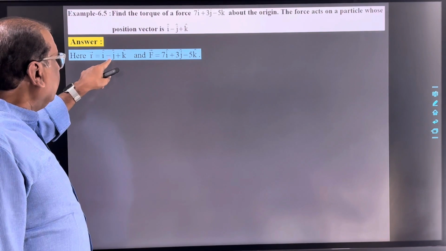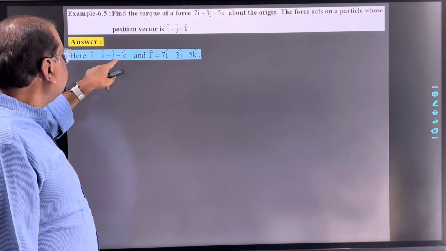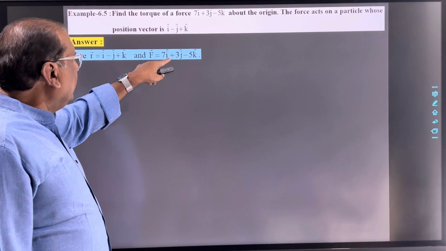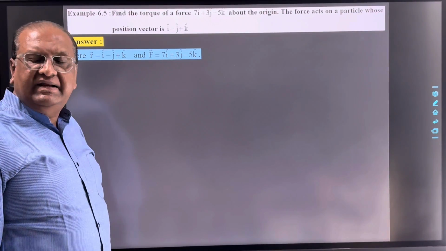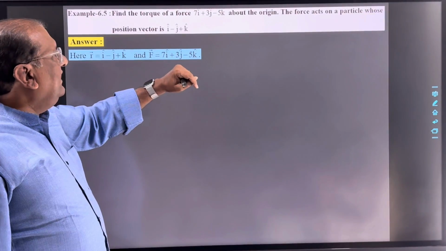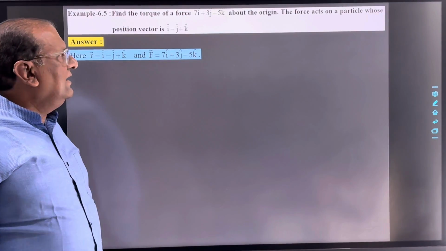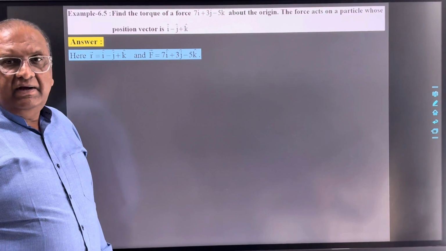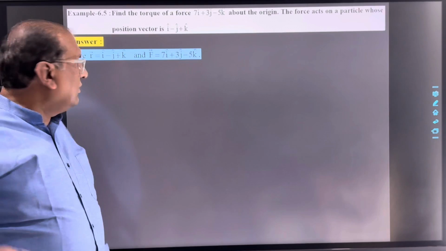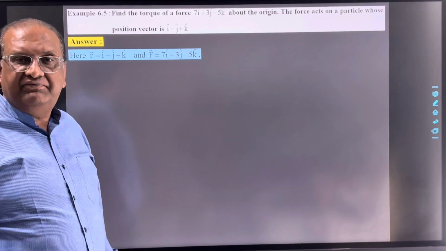r, that is i^ - j^ + k^, and F equal to 7i^ + 3j^ - 5k^. Now we want to find the torque acting on the particle. As per the discussed theory, we can say torque tau is equal to r cross F.